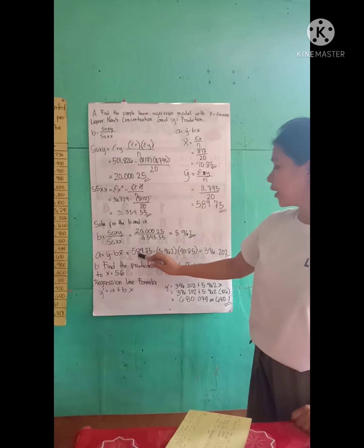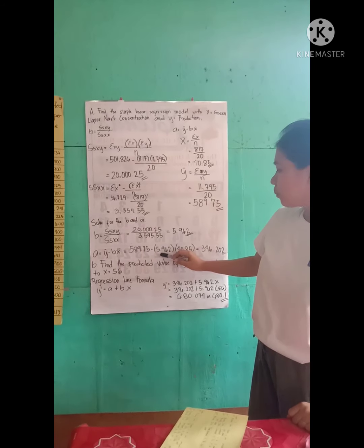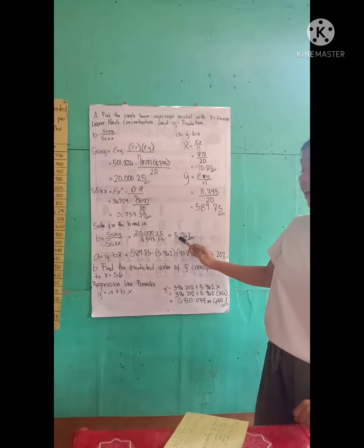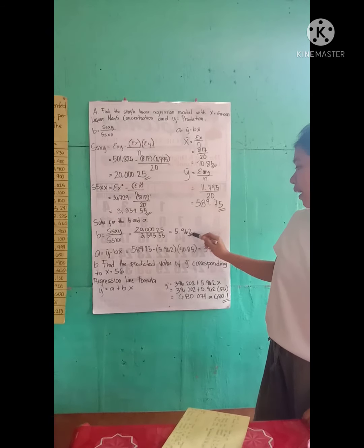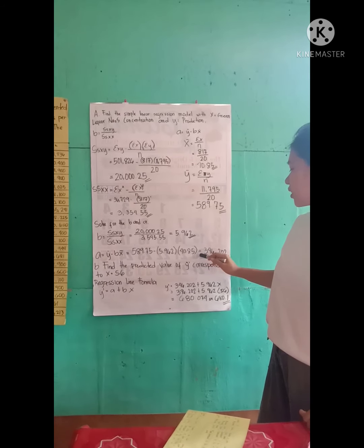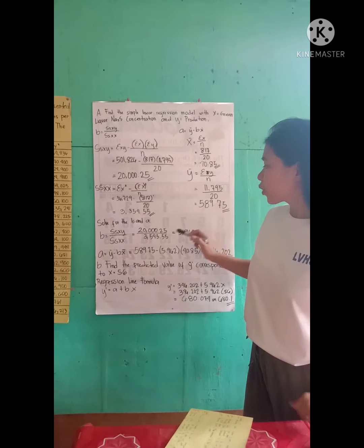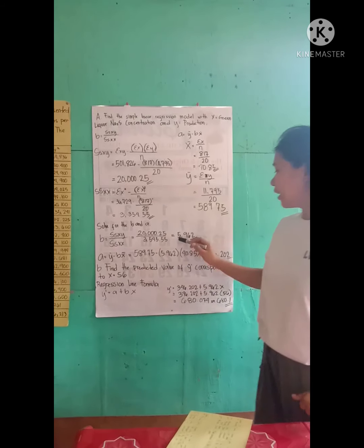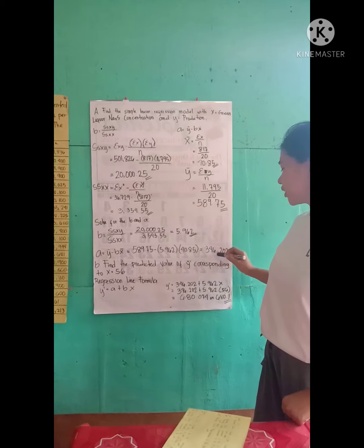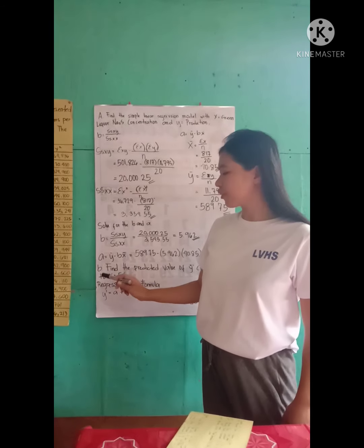So the mean of y is 589.75 minus b, which is 5.962, multiplied to x, which is 40.85. It is equals to 346.202. So we already have the answer for the b and a. For the b, it's 5.962, and for the a, it's 346.202. And now let's solve for question letter B.